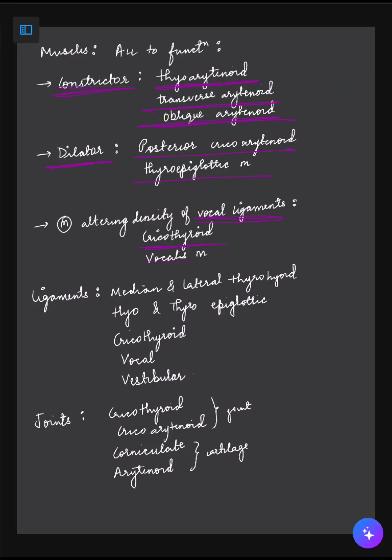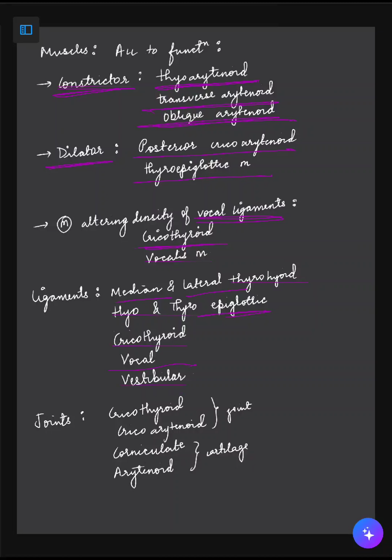Now, which are the ligaments? Median and lateral thyrohyoid ligament. Hyoepiglottic ligament and thyroepiglottic ligament. Cricothyroid ligament, vocal ligament and vestibular ligament.